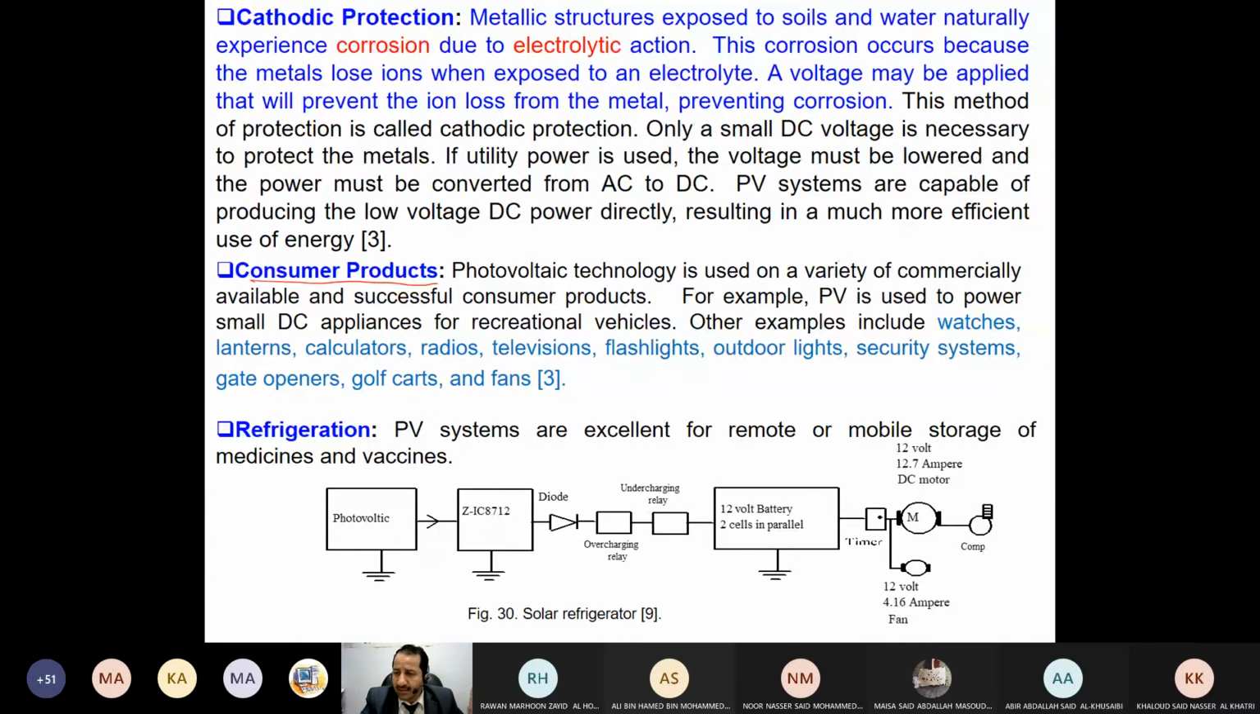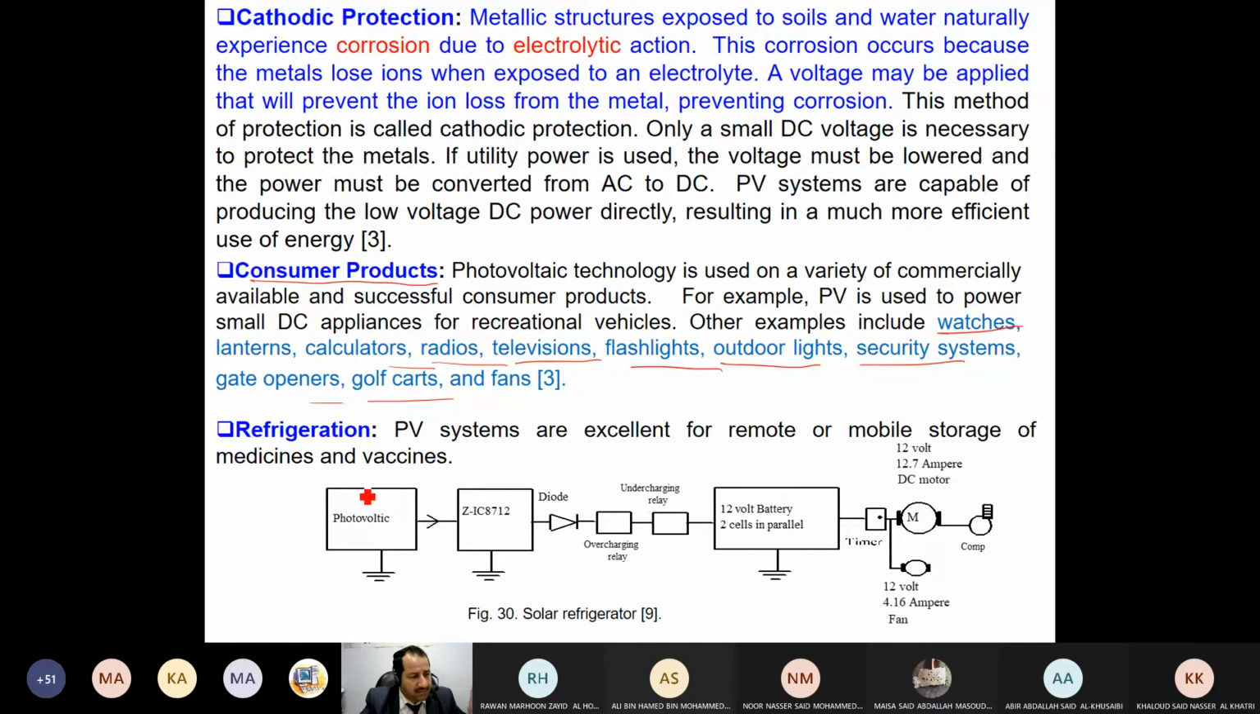Consumer products, many products we use in our life, can be supplied by solar cells. I always mention the calculator, the small calculator you use in school, and even today some of you are using. Also watch, lantern, radio, television, flashlight, outdoor light, security system, gate opener, golf. Many applications are there. So I think the picture starts to increase, because it's not only the calculator anymore. We have many applications.